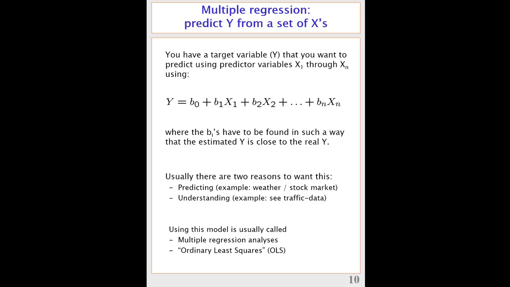Y equals b0 plus b1 x1. We know that from the simple regression example. The only thing that's different now is that we have more, and that we add these as separate scores, separate predictors that we can use to predict the target variable y.